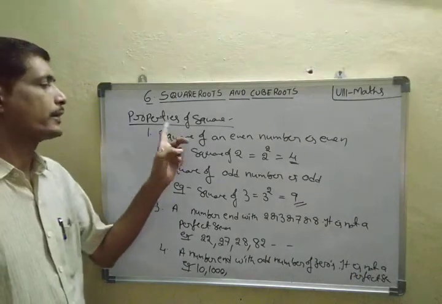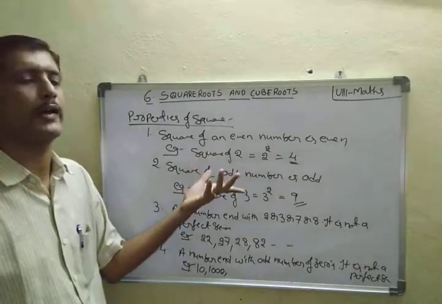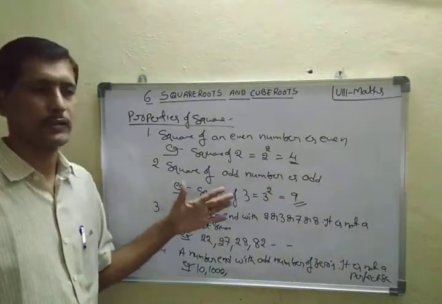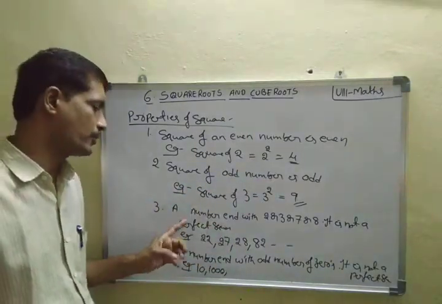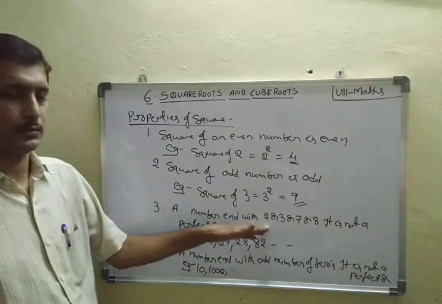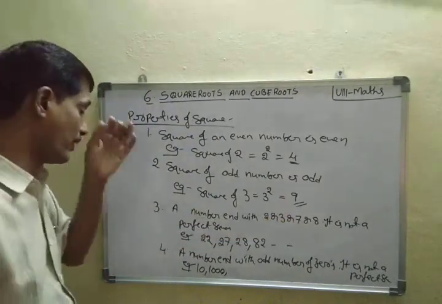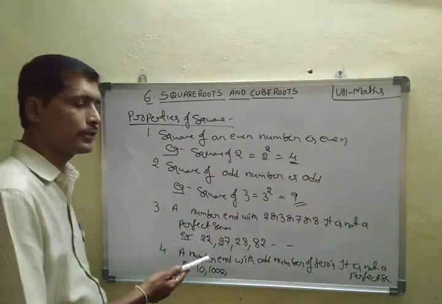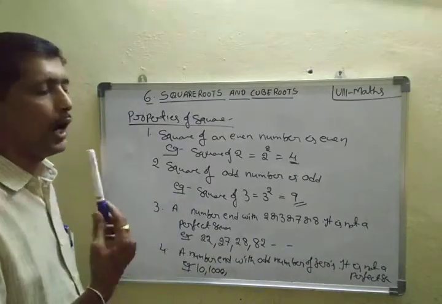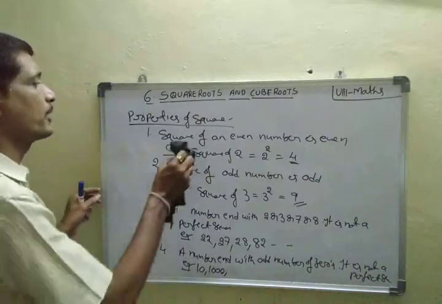See, a square of an even number is always even. Example, square of 2 or square of 4, whatever it may be. The square of an odd number is always odd only. Here square of 3, square of 5, square of 9, square of 7, whatever it may be. A number ending with unit digit 2 or 3 or 7 or 8 is not a perfect square. So, for example, 22 is not a perfect square. 27, 28, 82. A number ending with an odd number of zeros is also not a perfect square. Okay, these are the properties of the square.